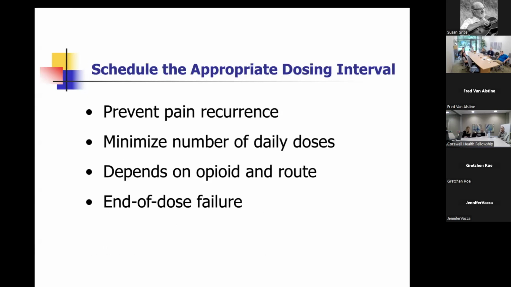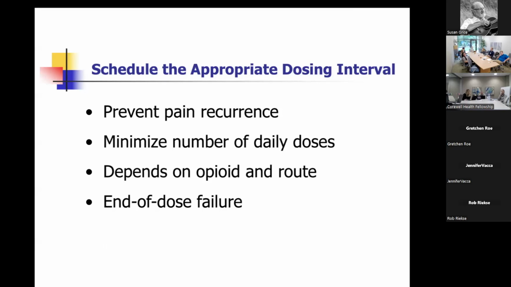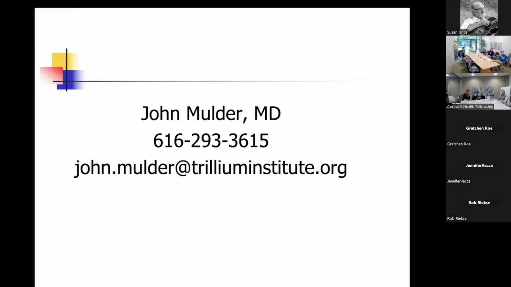Our goal, we want to prevent pain recurrence and minimize the number of daily doses. When someone has a pain that we expect is going to continue, such as cancer pain, this is one that's going to be with them for probably a while, especially if you don't have a curable cancer. So we anticipate the pain. We put them on long-acting, we put them on scheduled meds with breakthrough doses to deal with the episodic pain. And so the dosing interval depends on opioid and the route, how patients are responding to that, and any end of dose failure that we're seeing. So I'm going to stop there.